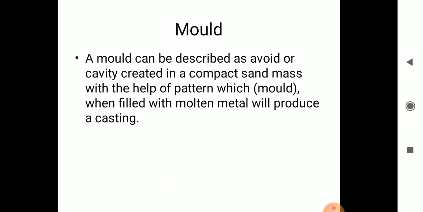Then the characteristics of molding sand. Molding sand is refractory in nature and can withstand the temperature of the metal being poured without fusing. The molding sand does not chemically react with the molten metal. The sand has a high degree of permeability and thus allows gases formed during pouring to escape. The strength, permeability and hardness of the sand mix can be varied by changing the structure of the sand. These are the characteristics of molding sand.